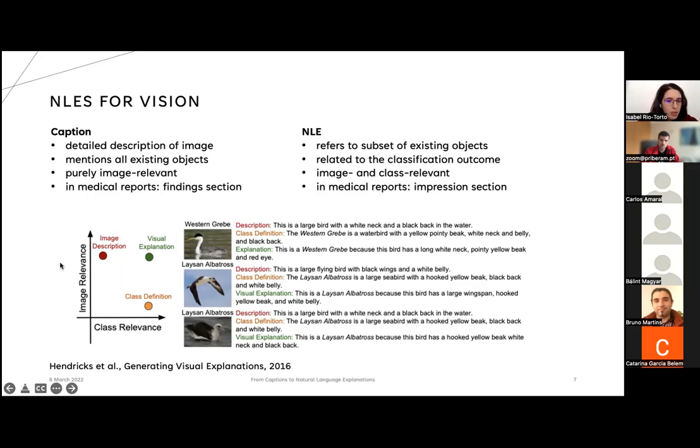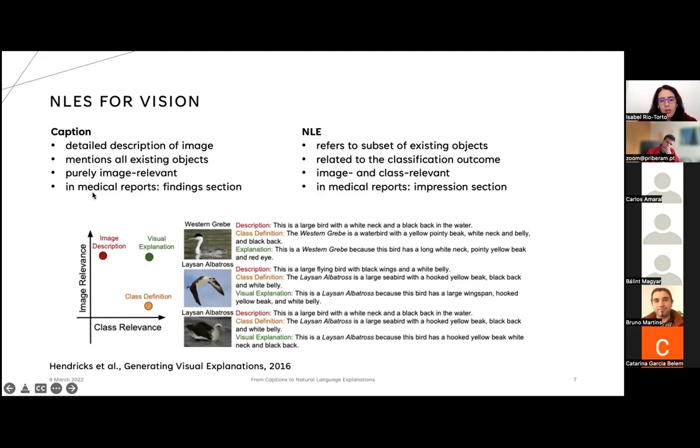For example, we have here a very nice representation of what I'm trying to say. We have two axes, and on one of them we have the image relevance, and on the other one we have the class relevance. So a caption, an image description, is more concerned with the image relevance, so what is in the image. Whereas with a natural language explanation, we might only want to refer to a subset of the existing objects. Here we are more concerned with the classification or with the predictive outcome. So we want an explanation for that outcome. We don't want to consider the entire image if the entire image is not needed for the prediction. And so here we need to combine not only image relevance, but also class relevance.